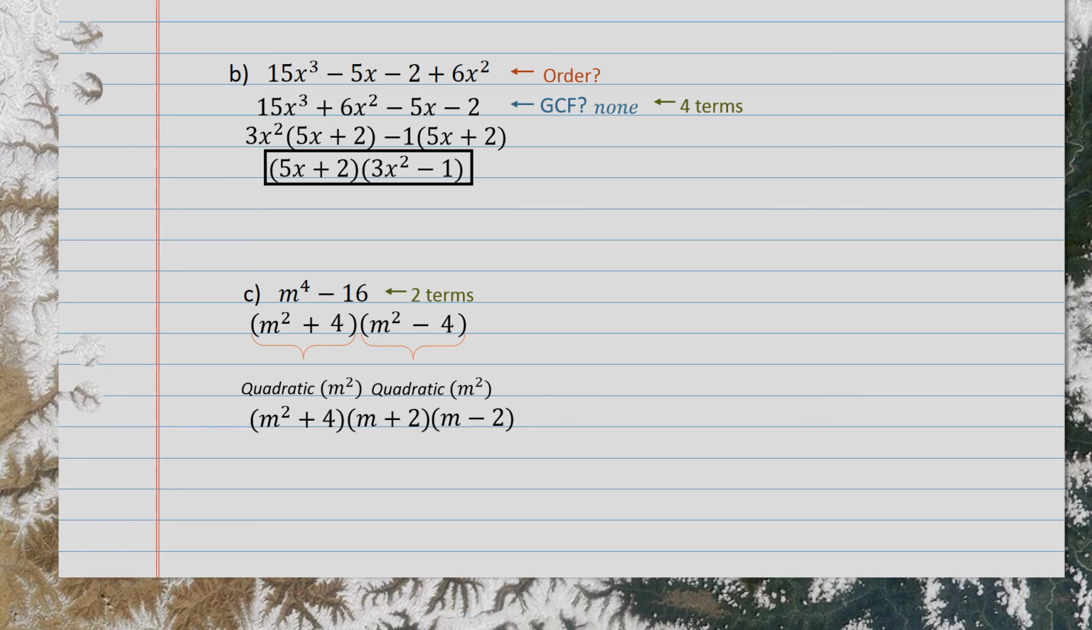We look at the next set, m plus 2. Is that linear? Yes, because it's m raised to no other power, which means it cannot factor. Is m minus 2 linear? Yes. So we've checked everything, nothing else can factor, so your final answer is m squared plus 4 times m plus 2 times m minus 2.